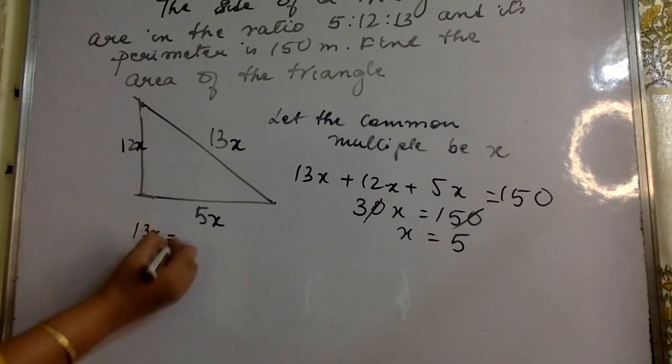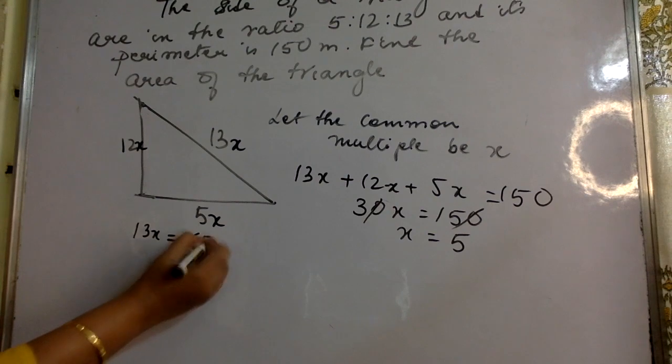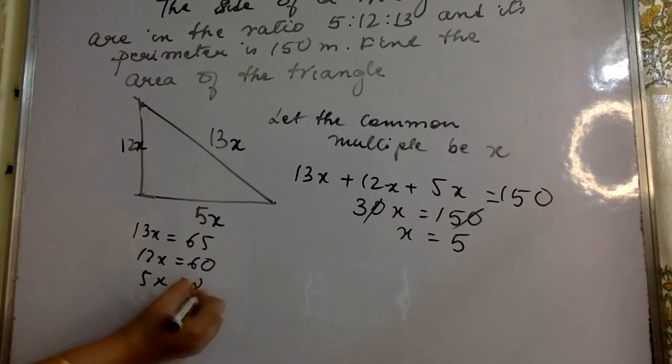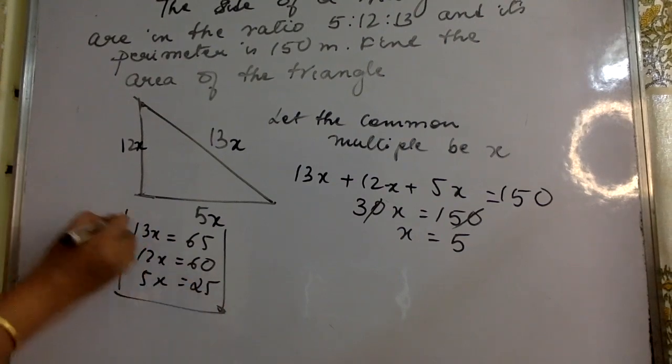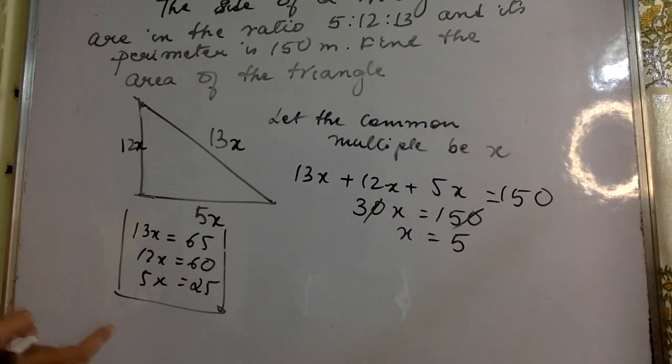13x becomes 13 into 5, which is 65. 12x becomes 60 and 5x becomes 25. Now I have all the sides of the triangle. These are the centimeter ones. Okay, now find the area of the triangle. So how do we find the area of this triangle?